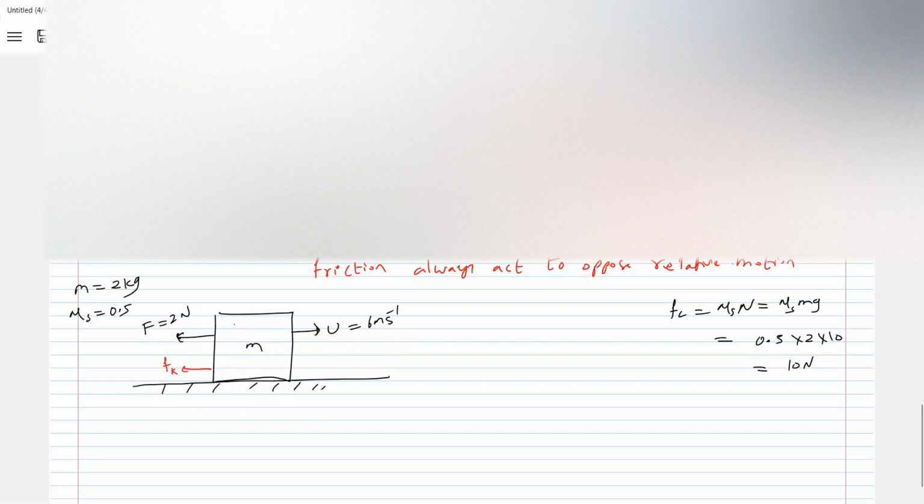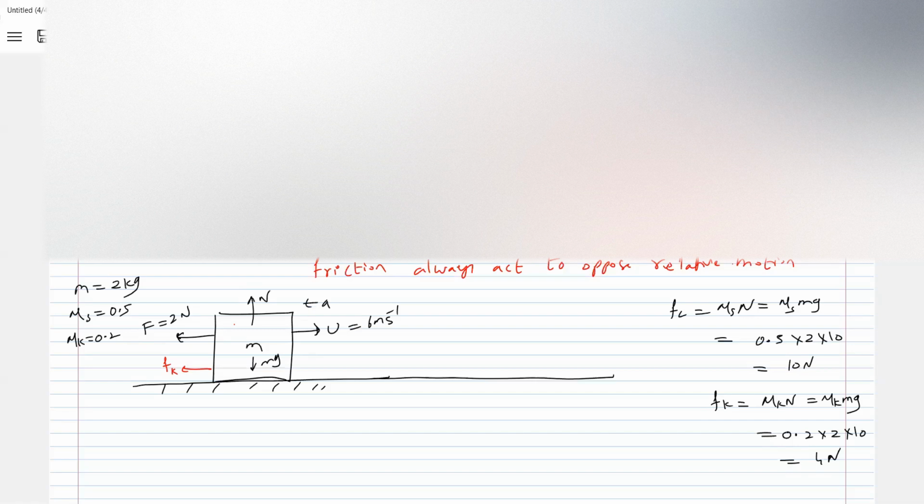So mu k value, I'll give it 0.2. So what is the kinetic friction value? Mu k N or mu k mg. 0.2 into 2 into 10, 4 Newton. What is the state of the block? What type of motion? The resultant acceleration will be like this, no? So the resultant acceleration will be in this direction. So what is the state of the block? It will undergo retardation and somewhere it will come to rest.